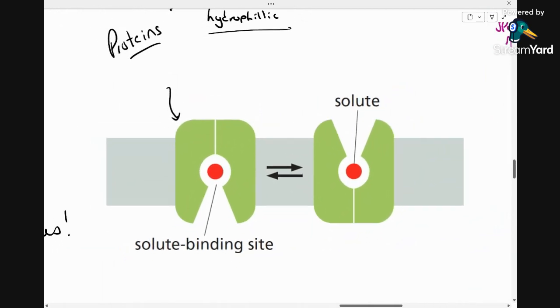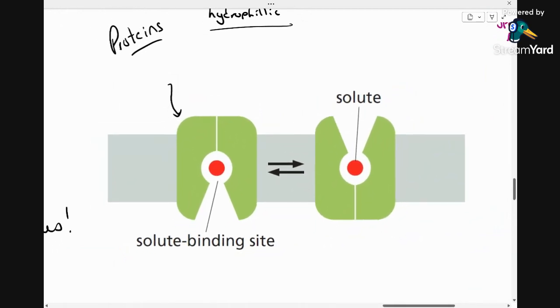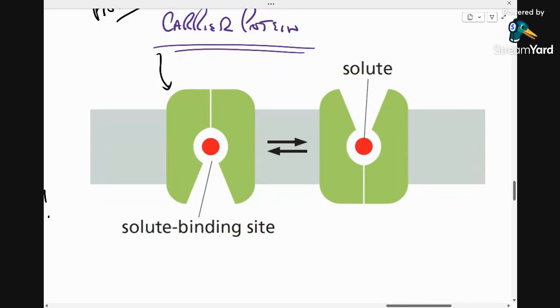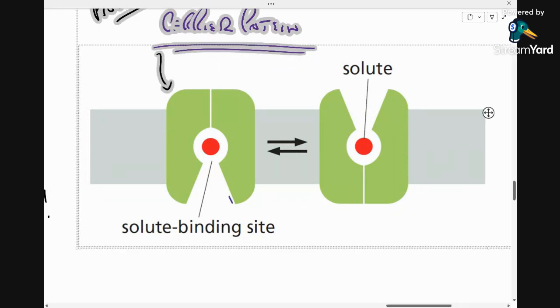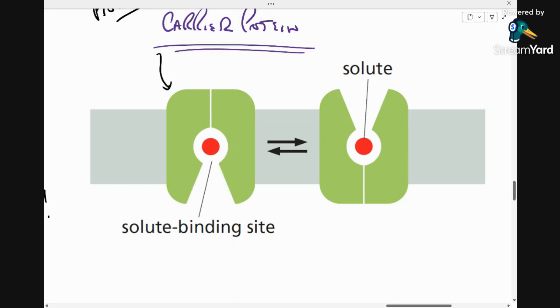The other option is where you have something like this, which is not a channel, but it's called a carrier protein. And essentially, it inserts itself in the membrane, but it's exposed on one side of the membrane, right? So you can see that this bit is exposed on the solute binding side of the membrane. So here you have your solute, whatever that is. This could be a sodium ion, for example, or it could be glucose. Actually, let's use glucose as an example.